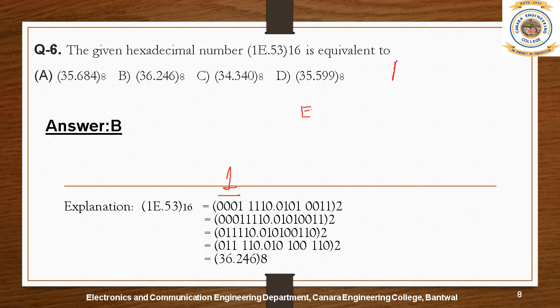After 9, A is 10, B is 11, C is 12, D is 13, E is 14. So this is the representation of 14 in binary. So next is 5, this is 5. And the last 4 bits are 3.